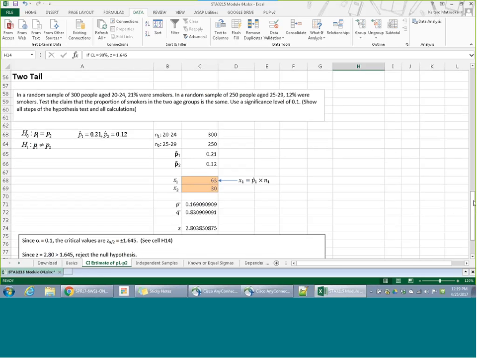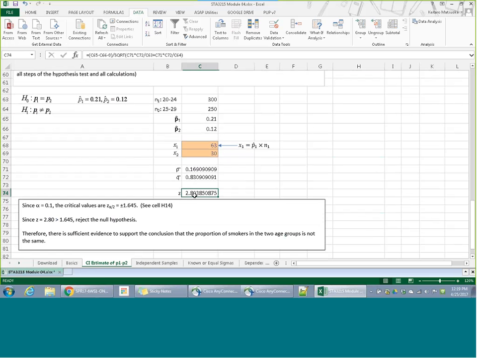Oh, sorry. That's the critical value. This is the test statistic, and we're going to compare this to this. So 2.8 is bigger than 1.645, so we reject the null hypothesis. Okay, that's the same rule as from last week. This is outside the interval, so we're going to reject the null hypothesis.